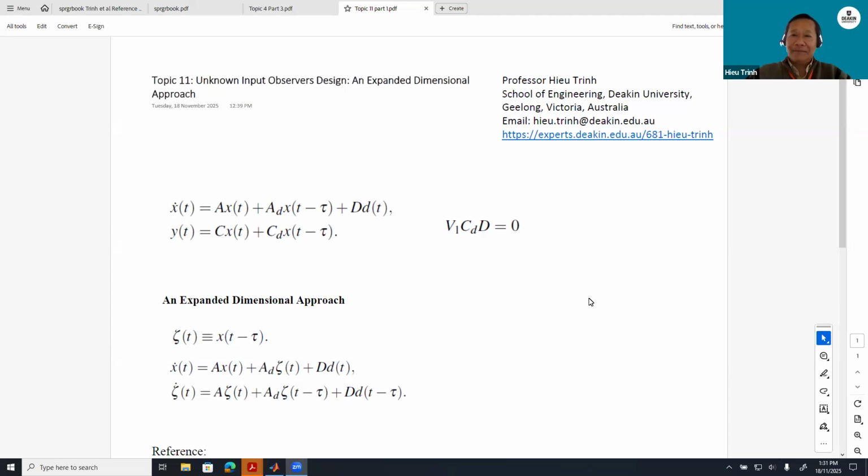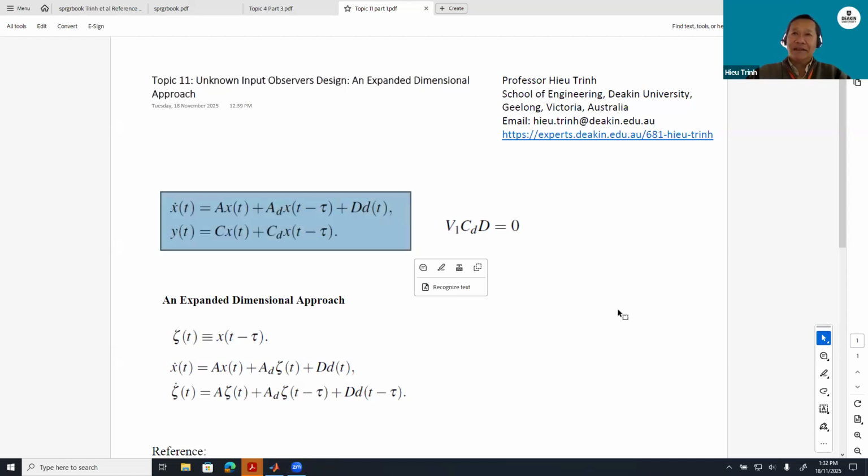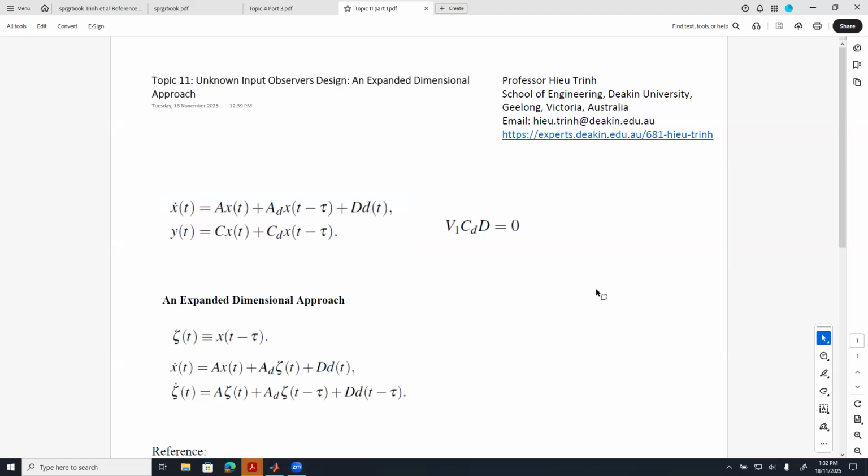Hello and welcome. In this presentation, we're going to look at topic 11, unknown input observer designs for time delay systems, which we considered earlier in chapter 5 in our book. In that particular chapter, when we did the decomposition of the unknown input, where we try to express the unknown input in its entirety, we imposed the following constraint on the matrix CD.